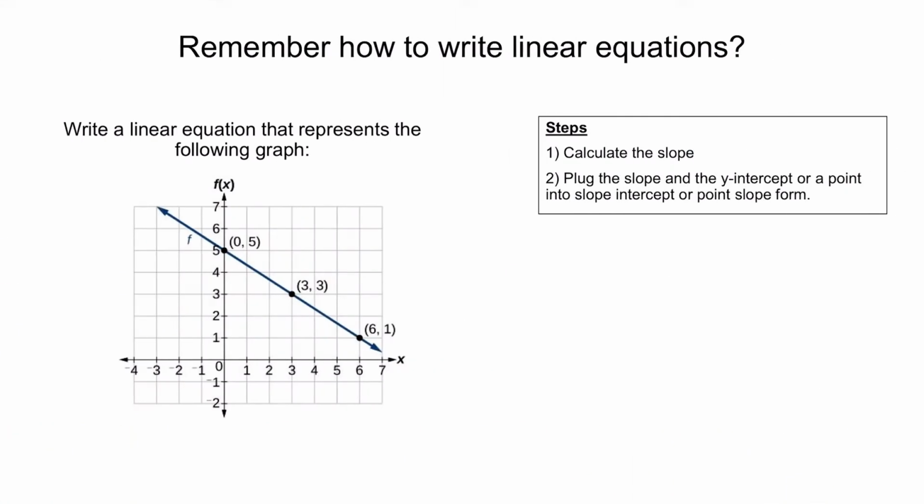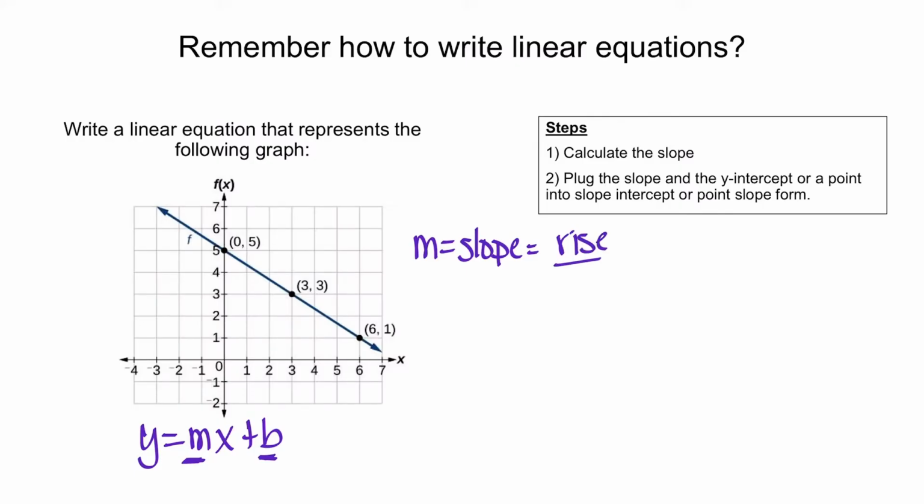So remember, we can also write linear equations based on a graph. Once again, we need the same information. If we're writing the equation in y equals mx plus b form, we need to figure out the value of m and the value of b. So m is the slope. Remember that the slope is also known as the rise over the run. So remember, when you're talking about slope, you want to look at the graph and predict what kind of slope it's going to have.